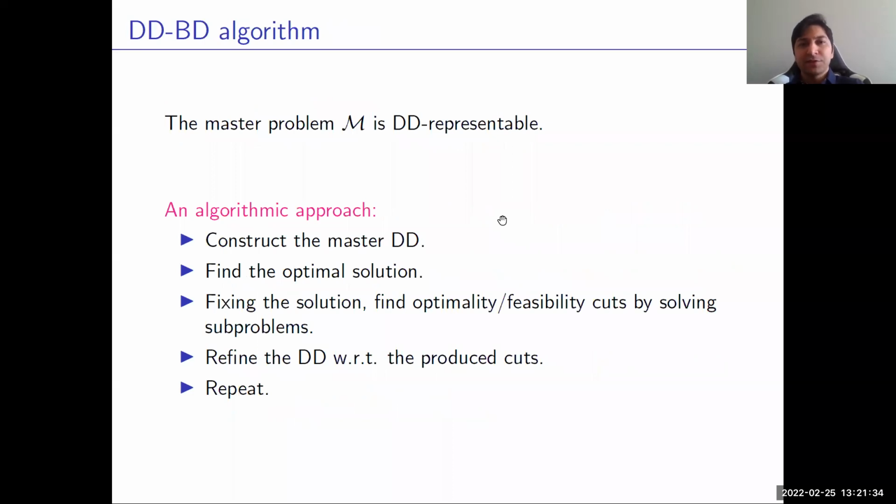So this gives us the DDBD algorithm that we design by modifying the traditional Benders decomposition technique, by incorporating DD representations. The idea is to construct the master problem via a decision diagram representing the master problem. We find an optimal solution by finding the longest path over the decision diagram. We fix the solution, solve the subproblem, and obtain optimality and feasibility cuts. Then we refine the master DD with respect to these cuts. We get a new modified DD, find an optimal solution, and repeat the procedure. We can show that after a finite number of iterations, the algorithm terminates and returns an optimal solution and the optimal value of the problem.